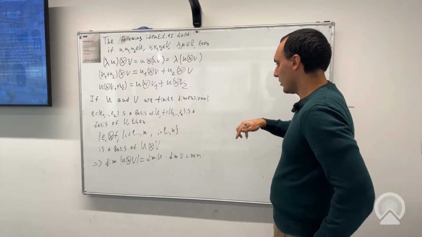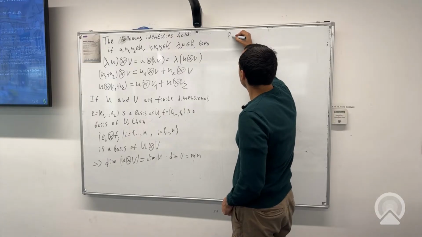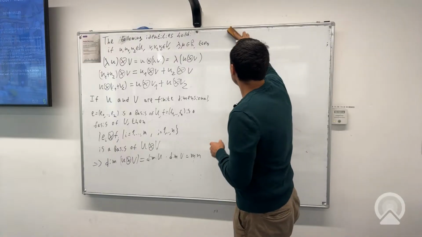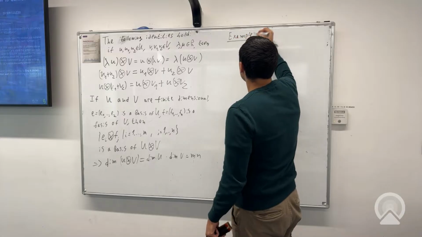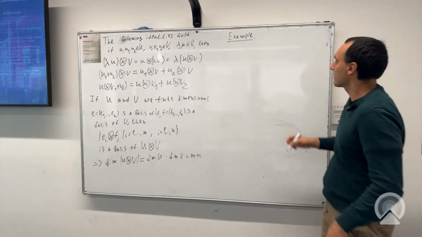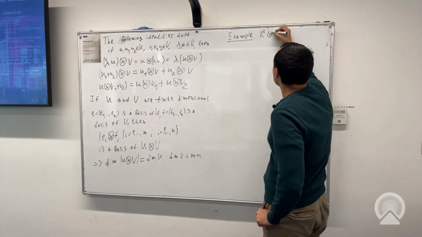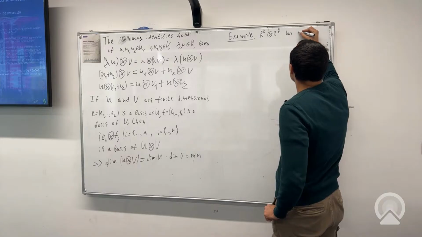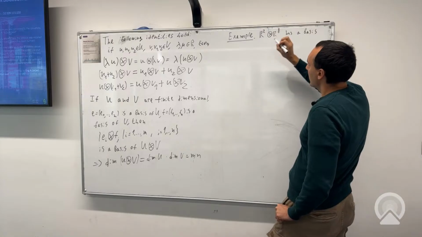Now tensor products, they behave very well in some sense. So let's just give an example. L2 times L2 or L3, let's say, has a basis the following. So these are real numbers. Let's fix them.